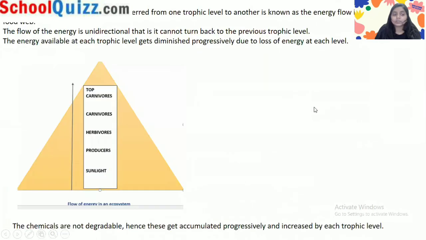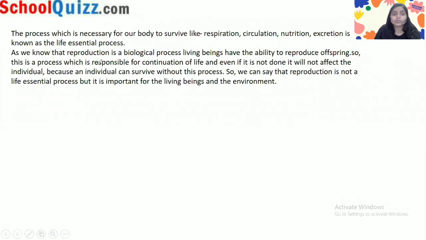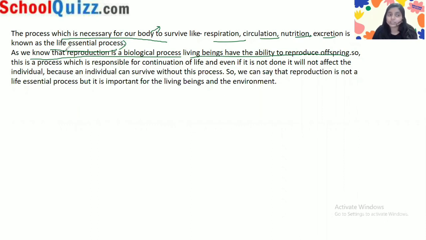So let's see how we can conclude the whole answer. We will write, the processes which are necessary for our body to survive, like respiration, circulation, nutrition, excretion, are known as life essential processes. By these the body can function, right? As we know, reproduction is a biological process, through which living beings have the ability to reproduce offspring. So firstly, we will tell them what the life essential processes are, then we will tell them what the reproduction process is, because the question is asking about that, right?